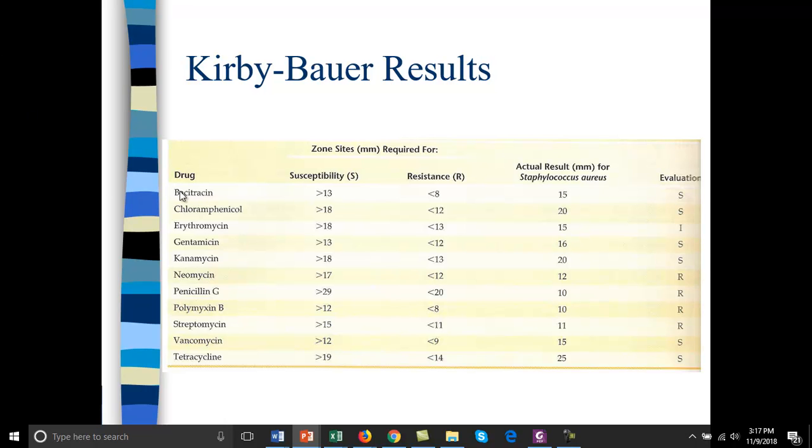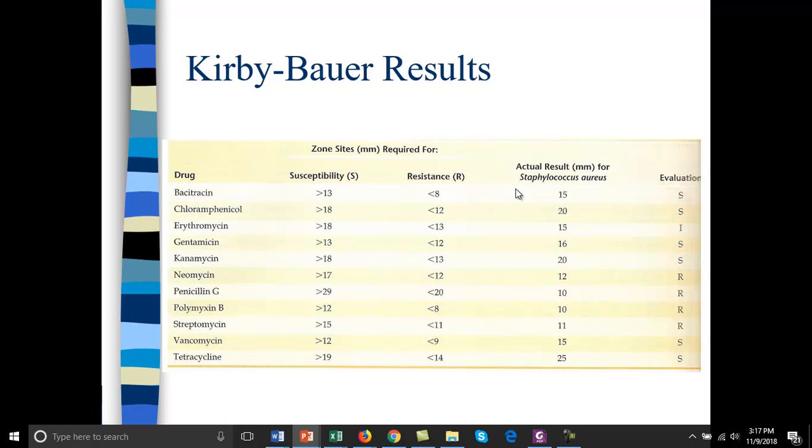So if you have a drug like bacitracin, you know that the zone for susceptibility, the zone for killing, has to be greater than 13 millimeters, okay, and that's the diameter of the zone that is being created by that antibiotic disc. And so if the zone of inhibition is greater than 13, then we say that that particular bacterium is susceptible to bacitracin. If the zone is less than 8, then we say that that bacterium is resistant to bacitracin. If the zone is somewhere in between, then we call it intermediate.